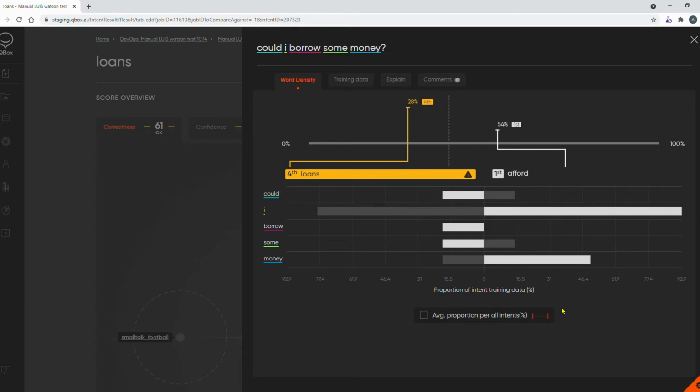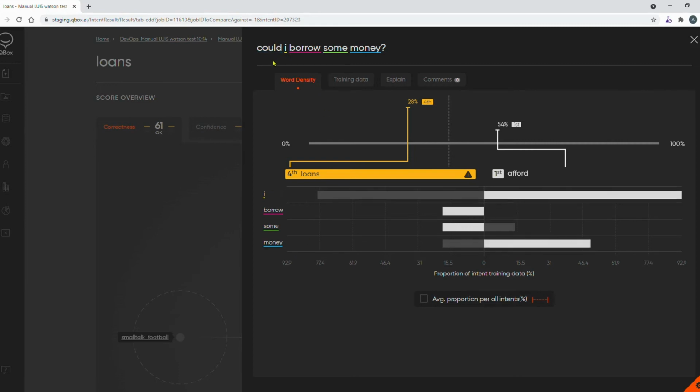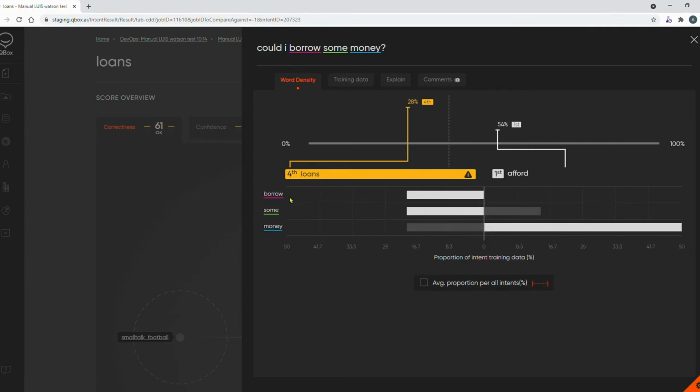the two intents. In the incorrect afford intent, the word I has 92.9% coverage compared with 80% for my loans intent, and money with 50% coverage compared with only 20% coverage for my loans intent. But perhaps the most important part of this phrase is borrow some money. So I can remove the more insignificant words and just concentrate on these ones.